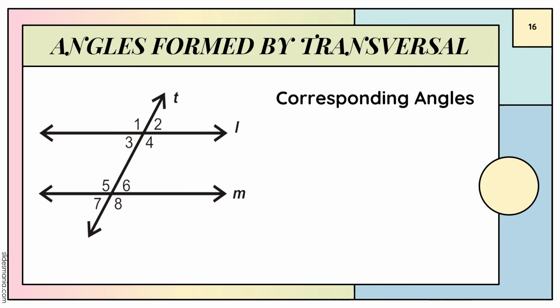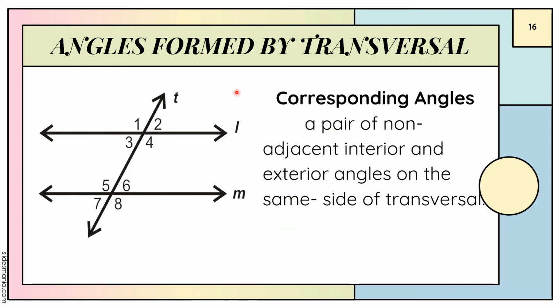Let us have the next one. Corresponding angles. Corresponding angles are pairs of non-adjacent interior and exterior angles on the same side of the transversal. Our transversal has two sides: we have the left and the right side. And take note that the angles that we are referring to here are the non-adjacent interior and exterior angles. So one is interior and the other one is exterior.